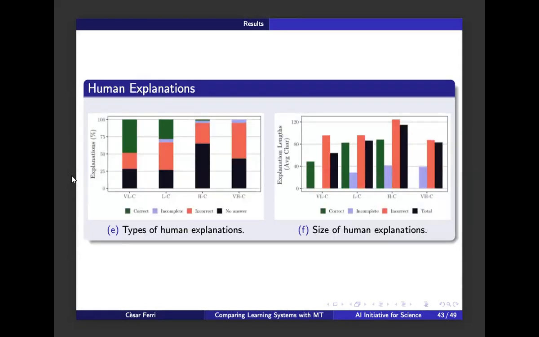So we also asked humans not only to complete the questions, but also to try to explain the patterns. And here we have results about the correctness of the explanation according to the complexity of concepts and the size of explanations. Since they were not able to answer very complex concepts, most of the humans didn't answer, or they gave an incorrect explanation. However, for the simple concepts, they were able to provide correct explanations in many cases.